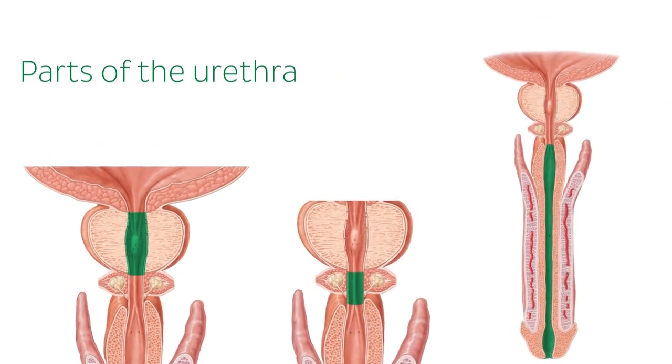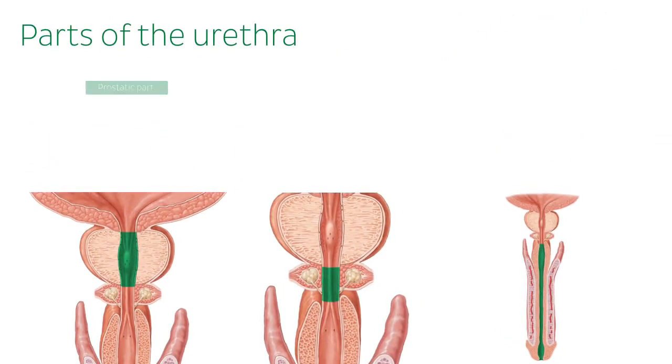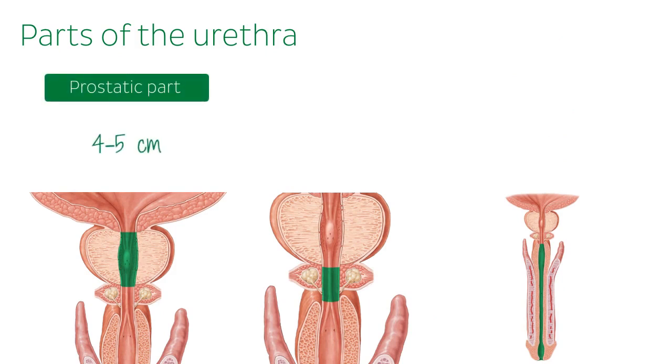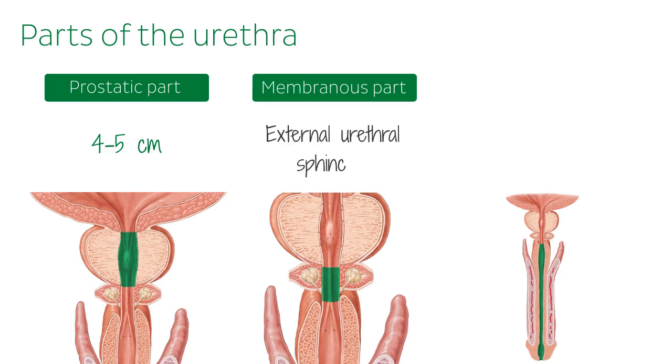So the first one that you see here is known as the prostatic part, which is about 4 to 5 centimeters long and is surrounded by this structure here, the prostate. In the middle, we find this image here, which is highlighting the membranous part, which is narrow and passes through the deep perineal pouch. This part of the urethra is surrounded by the external urethral sphincter, which you can also see here on this image.